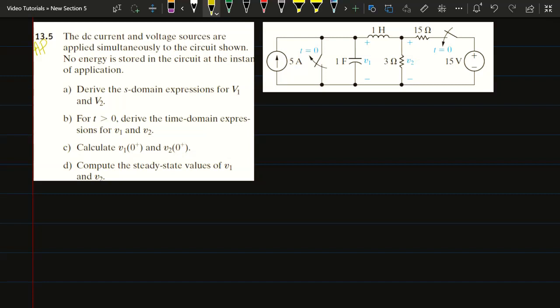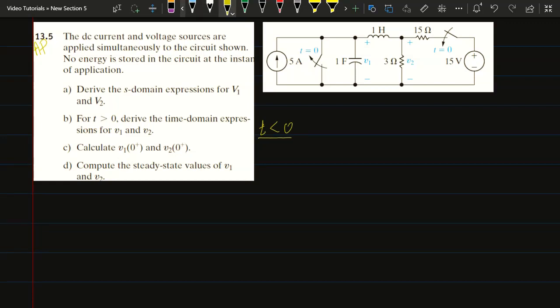Now it says already that there is no energy stored in the circuit, but it shows at the time some switches. So for that reason, I want to double check if that's correct, for t less than 0.